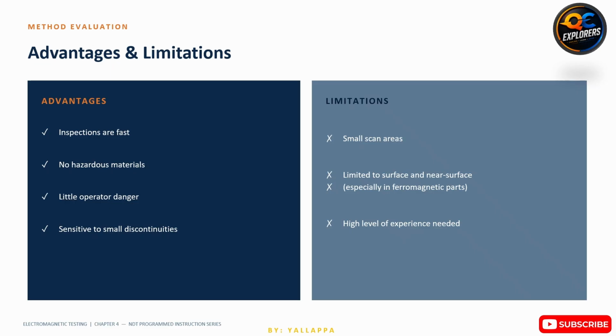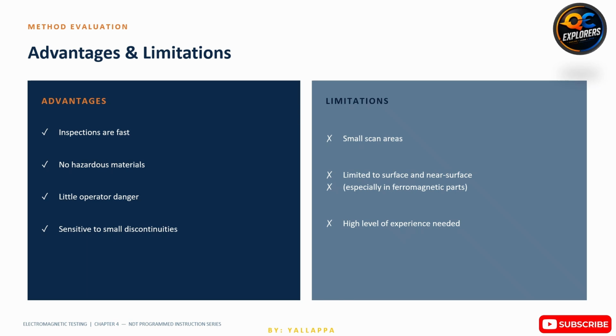The inspection area covered by a probe is relatively small, meaning large surfaces require systematic scanning. In addition, eddy current testing is generally limited to surface and near-surface inspection, particularly when examining ferromagnetic materials where penetration depth is restricted. Finally, successful eddy current inspection requires a high level of operator knowledge and experience.